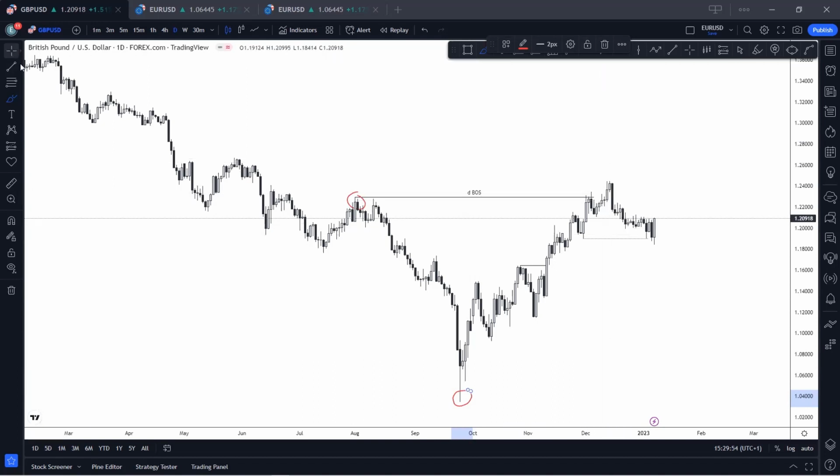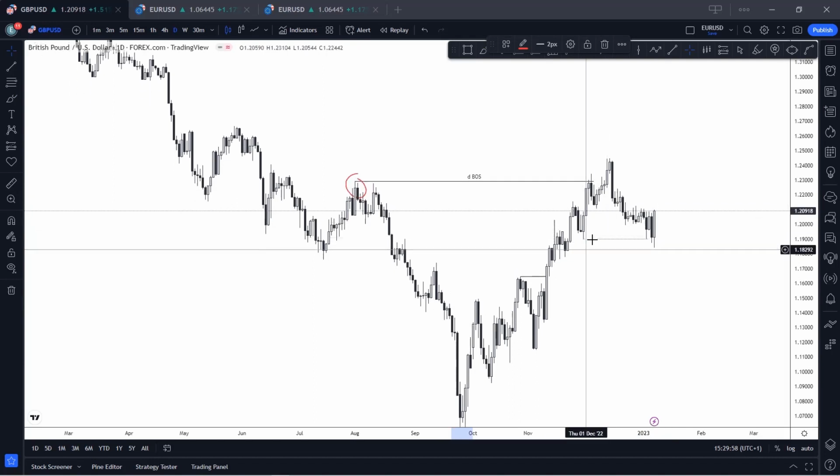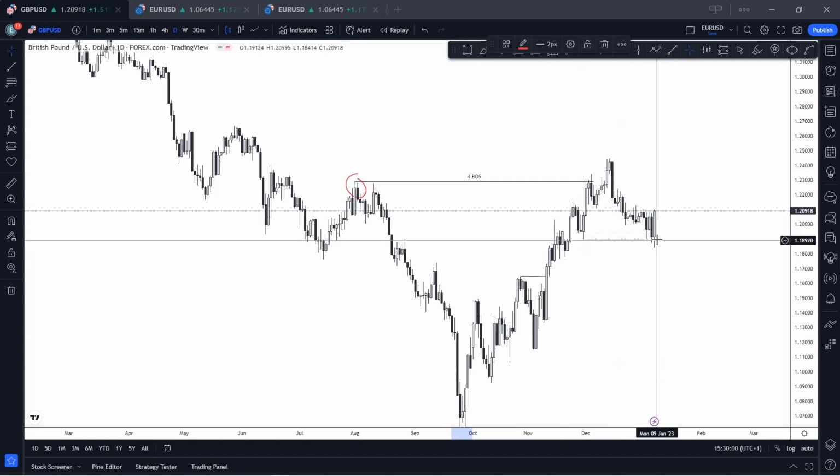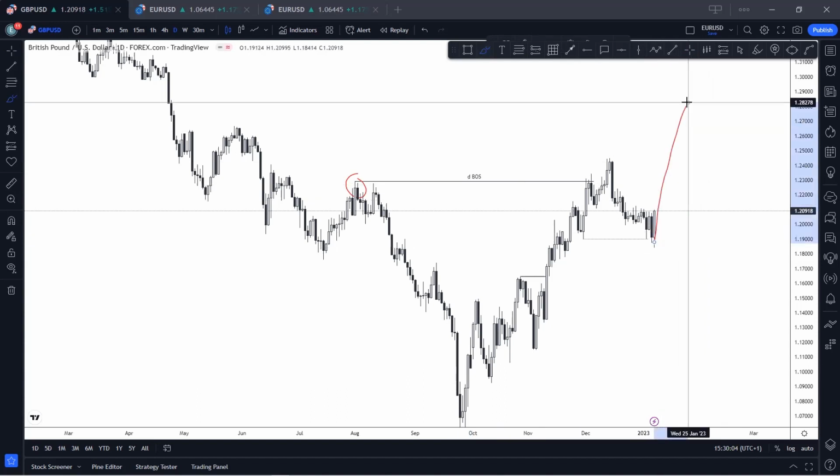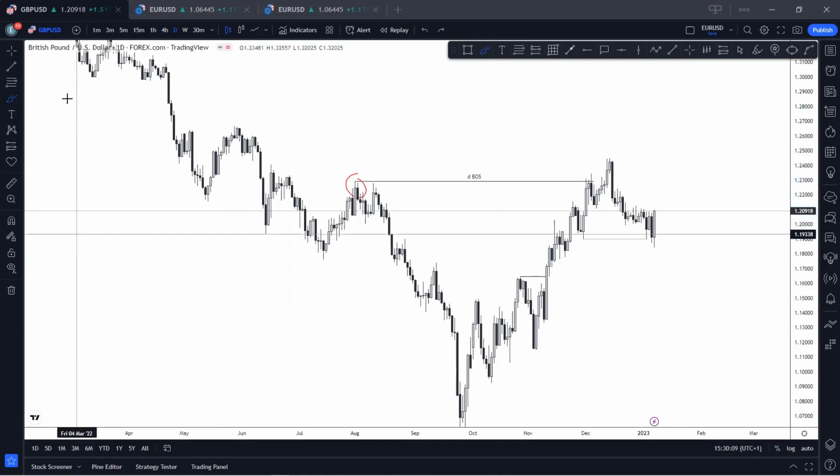After we get the daily break of structure, we cleared out external liquidity. After taking out external liquidity, I expect price to come back in, take internal liquidity just as we have already, and we can see price continue to the upside. So on the daily, on GBPUSD, we are bullish.